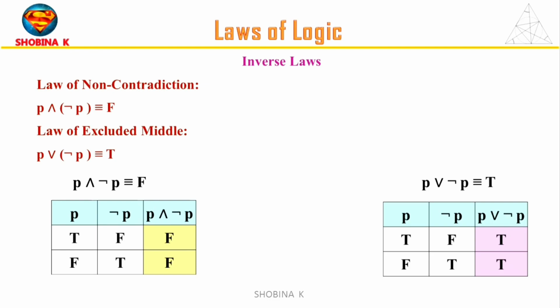Next, P or not P is defined as true. This statement expresses the law of excluded middle. It states that the disjunction of a proposition P and its negation is always equivalent to true. It signifies that every proposition is either true or false with no other possibilities.